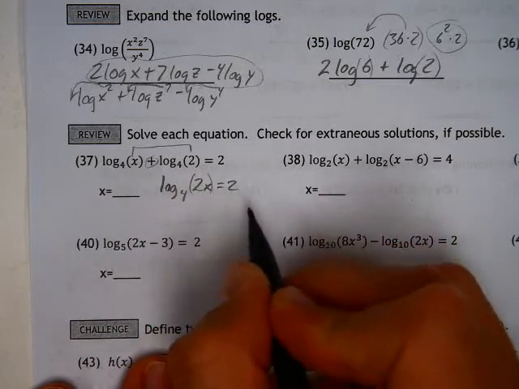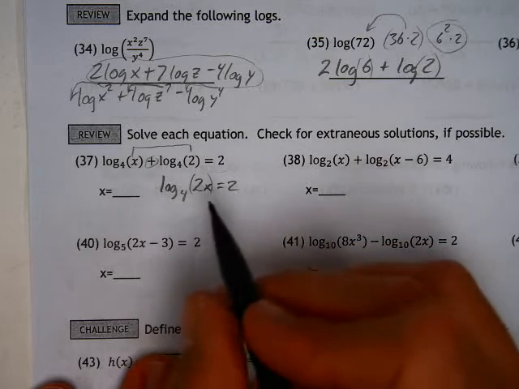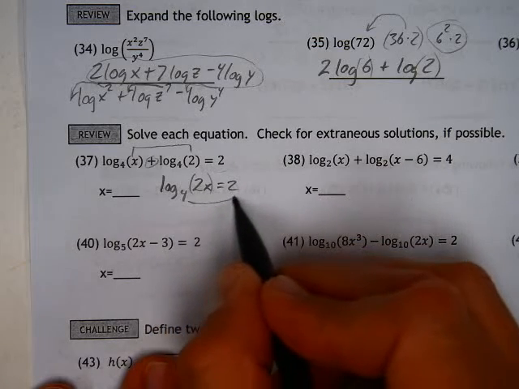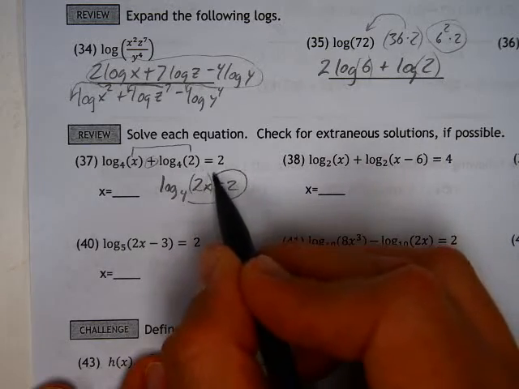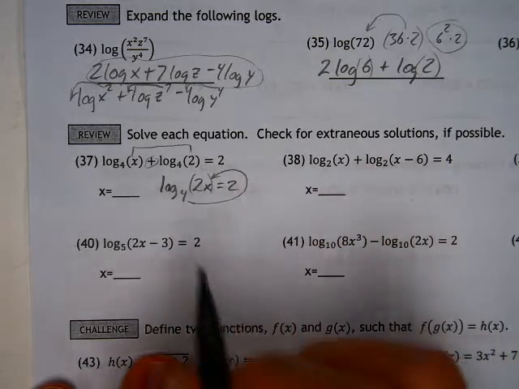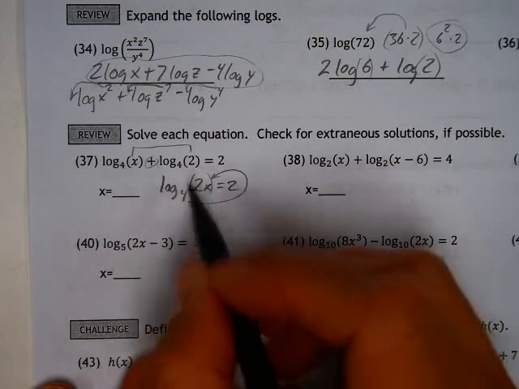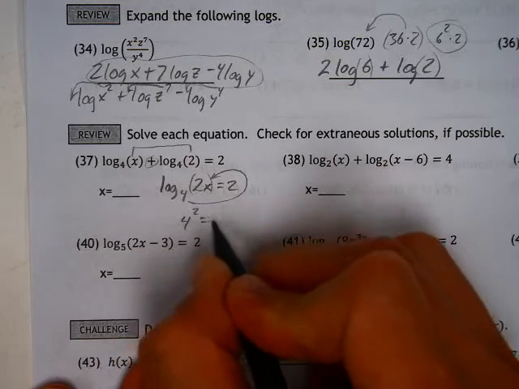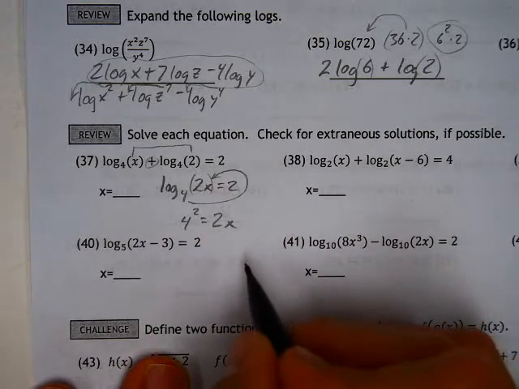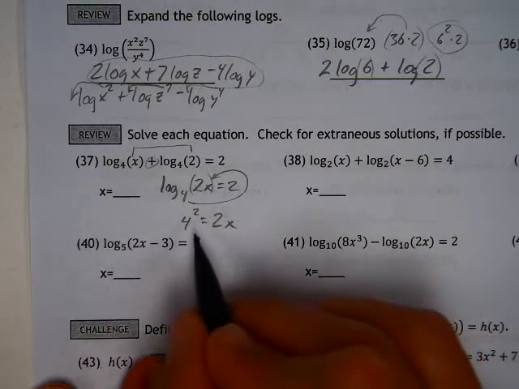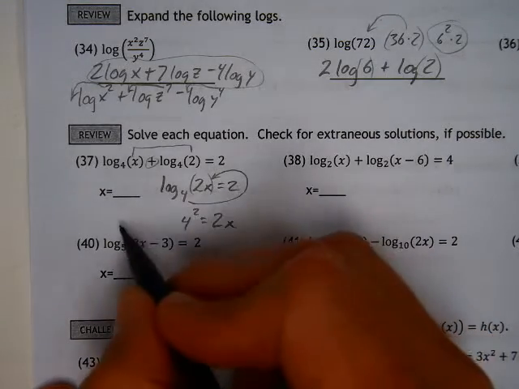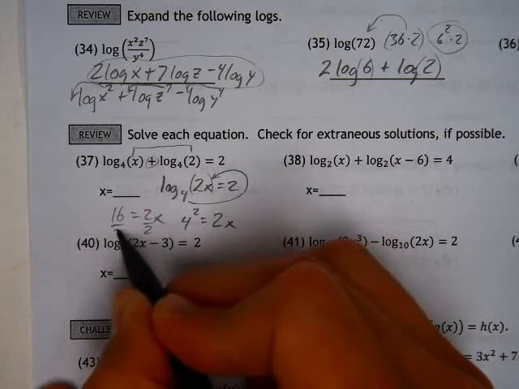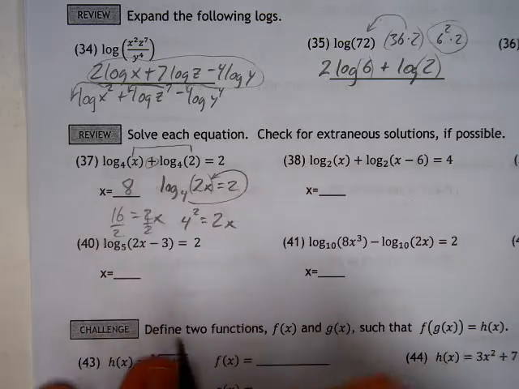It's equal to 2, okay, because that's the 2. At this point, we are going to rewrite the equation, starting with our base, raising it to our power, setting it equal to that. It's the base to the power equals the argument. It's the 4 squared equals 2x. And now we're basically home free. 4 squared is 16. 16 equals 2x. Divide by 2 and you get x equals 8.